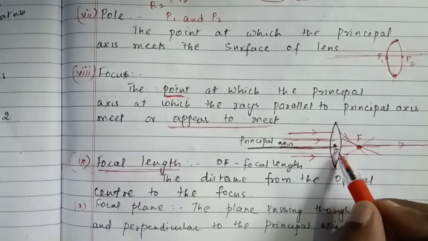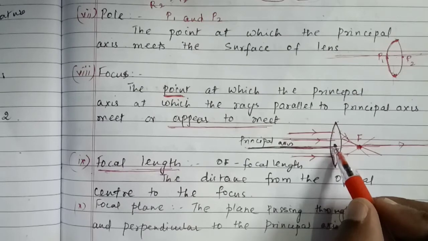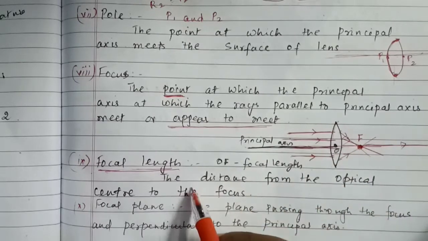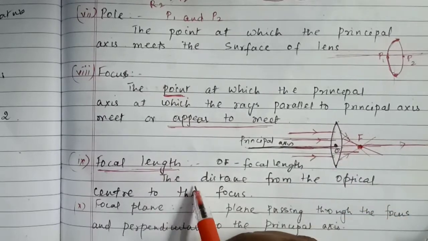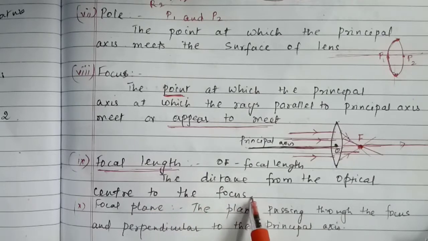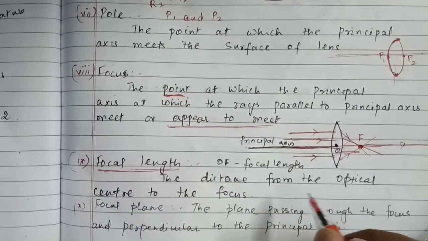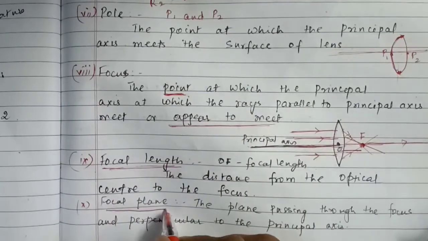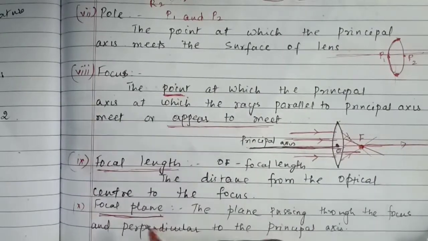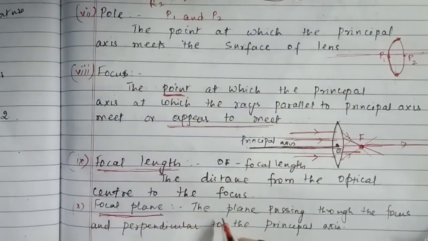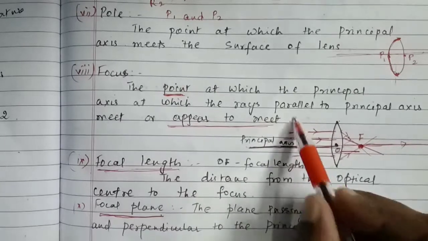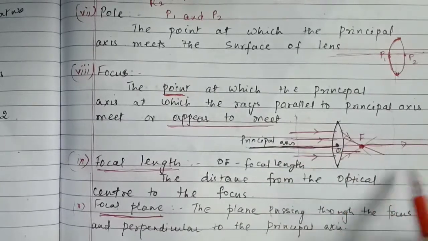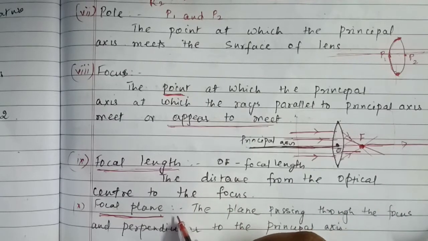I told you we always calculate the distance from the optical center. If the lens is very thin, we can calculate from the pole also. So the distance from the optical center to the focus is called focal length. The last one is focal plane. You all know what is a plane. The plane passing through the focus and perpendicular to the principal axis is called the focal plane.